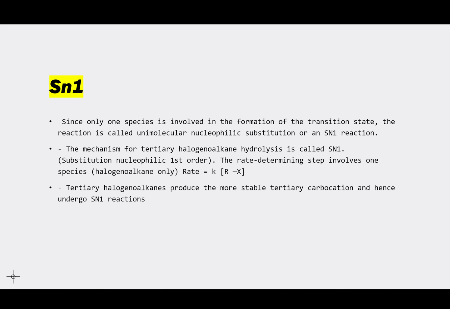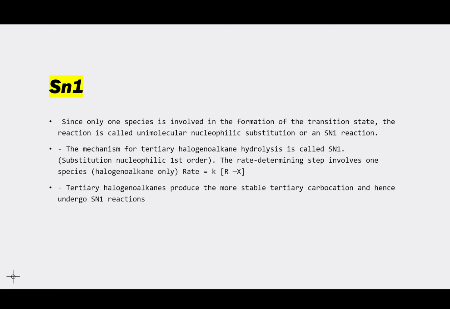SN1 now is different. Only one species is involved in the formation of a transition state, or we call that an intermediate in a sense. The reaction is called unimolecular nucleophilic substitution, or the SN1 reaction. Tertiary halogenoalkane hydrolysis undergoes this nucleophilic substitution reaction at first order, and the rate is determined only by the concentration of halogenoalkane present. Tertiary halogenoalkanes produce the more stable tertiary carbocation, hence they undergo SN1 reactions. So that's the difference between the two.